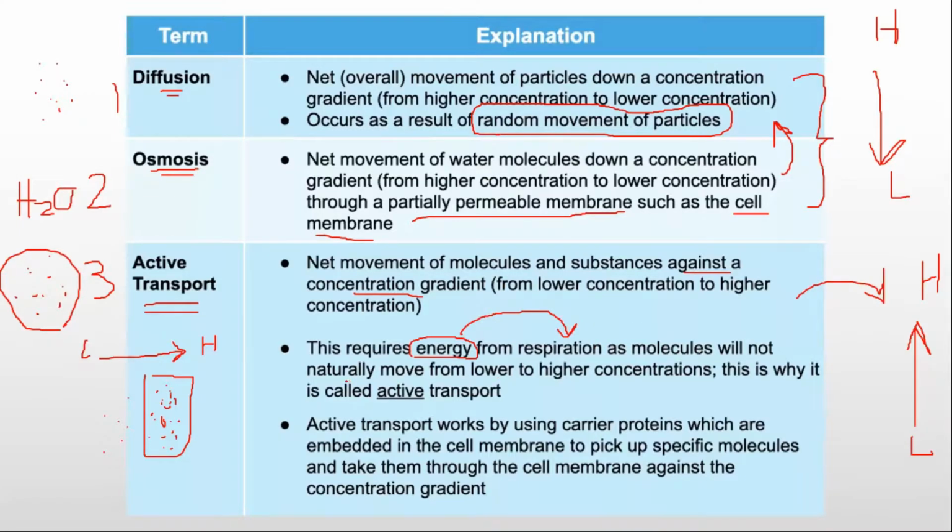Molecules would not move naturally from lower to higher concentration. They need a stimulus, some energy, to move from low to high. This is why it is called active transport. We have two terms: active and passive. Passive means without energy, and we have two examples, diffusion and osmosis. But whenever the term active comes, it means by using energy.